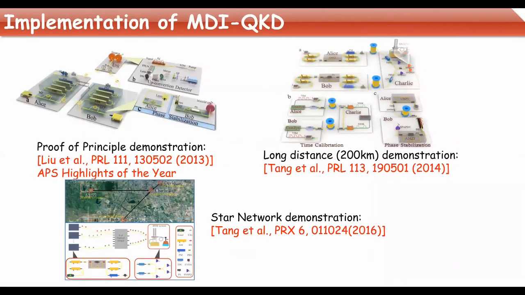And in 2013, you can see in the left corner graph, we did the first proof of principle demonstration of MDI-QKD. Alice and Bob use a weak coherent state, and use an amplitude modulator and phase modulator to encode their quantum states, and then go through 50 kilometers of fiber, and detect it in the lab. Later on, we pushed it to 200 kilometers, and then did the field test in Hefei.